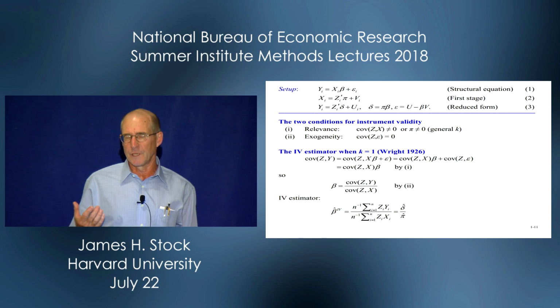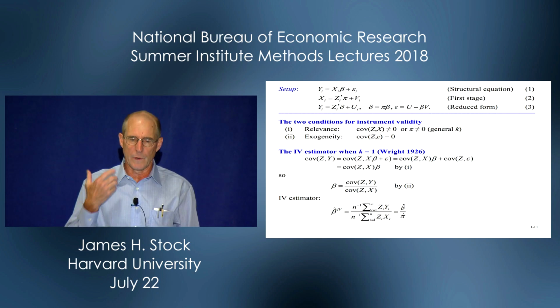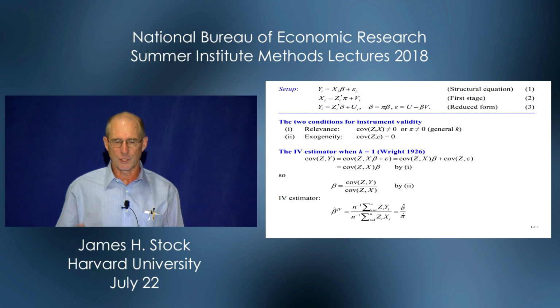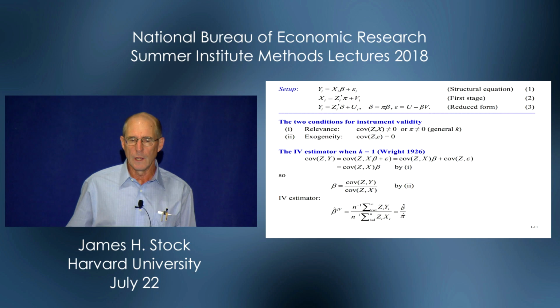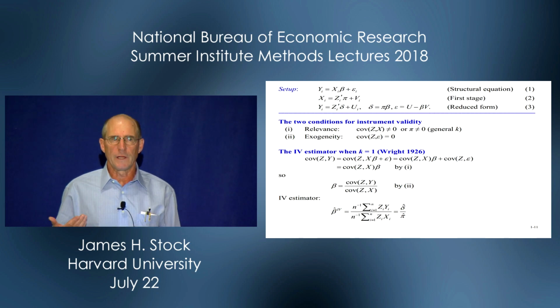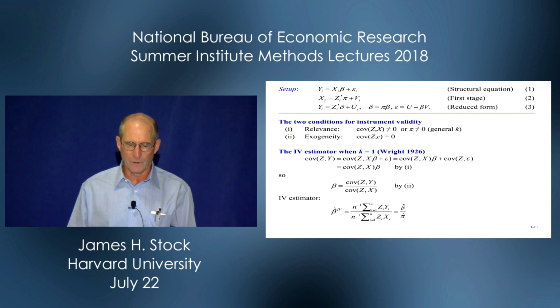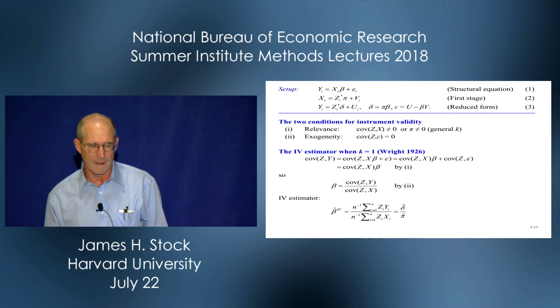Relevance: the relevance condition is that the instruments have to have some covariance with the included endogenous regressor, or equivalently, in this notation here, that pi is non-zero. To be a strong instrument, they've got to be better than that. And then once you have these two conditions, you can just derive the IV estimator.